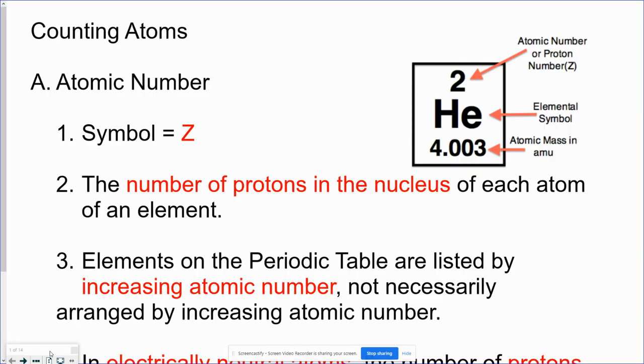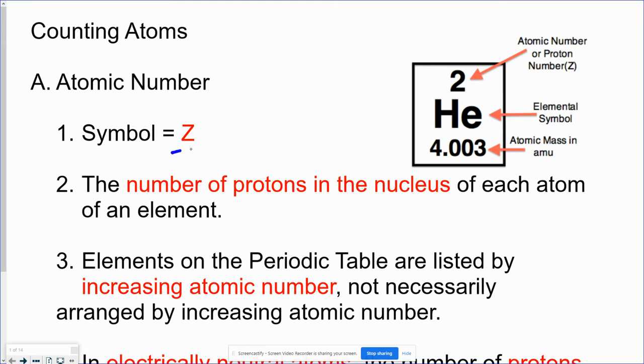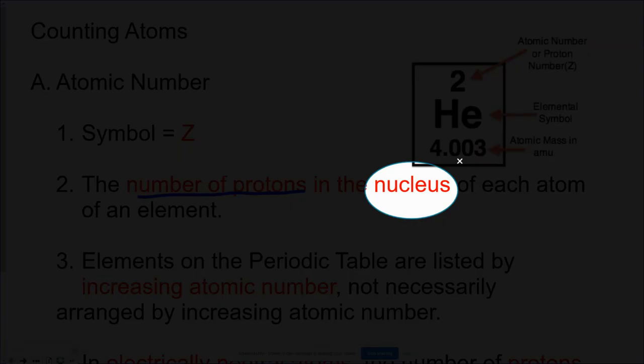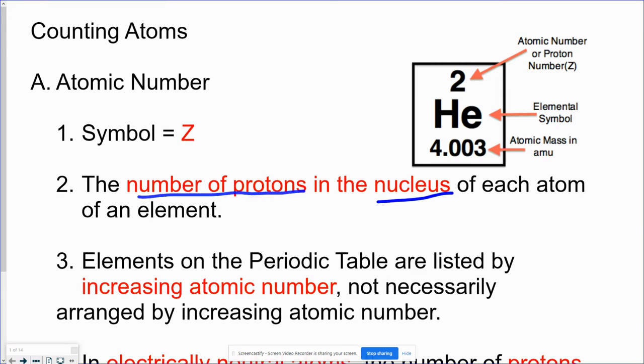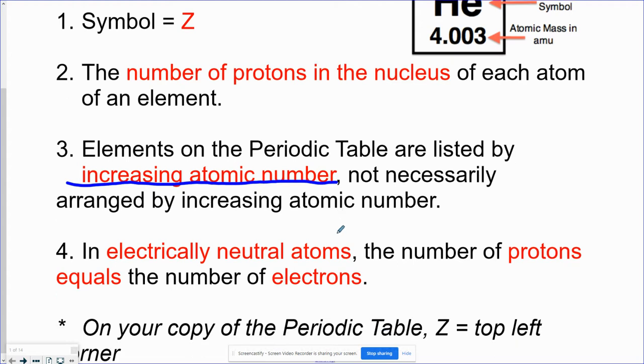That symbol is really more so because we want you to be able to have formulas. This tells us the number of protons in the nucleus. They are in the nucleus. And then as you go on the periodic table, it is increasing atomic number. So as protons increase, so do you move from left to right on the periodic table.